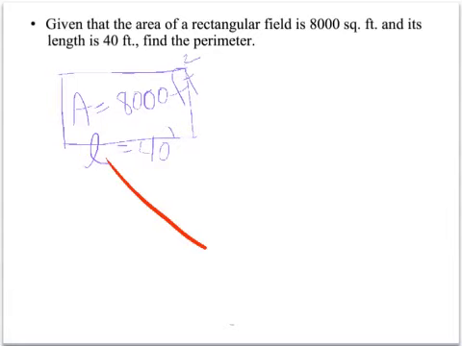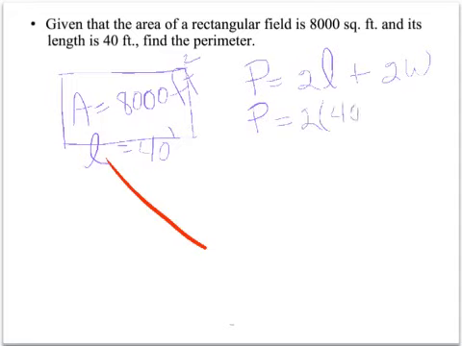Because they're asking for perimeter, let's begin by writing the formula for perimeter here. Perimeter is equal to twice the length plus twice the width. Notice as we substitute that we only know the value for one of the variables, and that would be the length. We do not know the value for P, which is what we're looking for, and we do not know the value for the width, which is the second dimension for this rectangle. Therefore, we cannot solve this formula, not just yet.